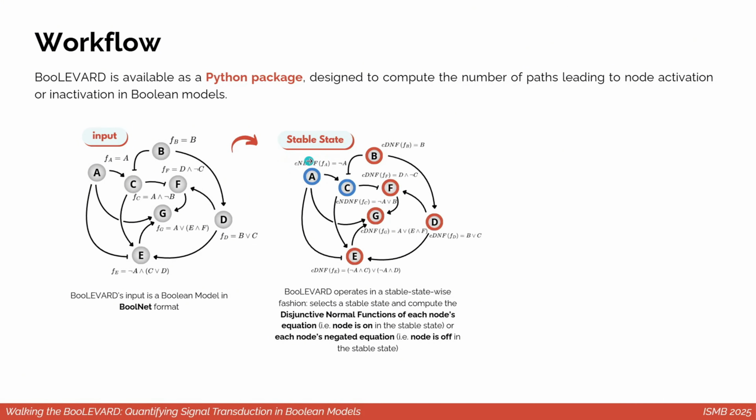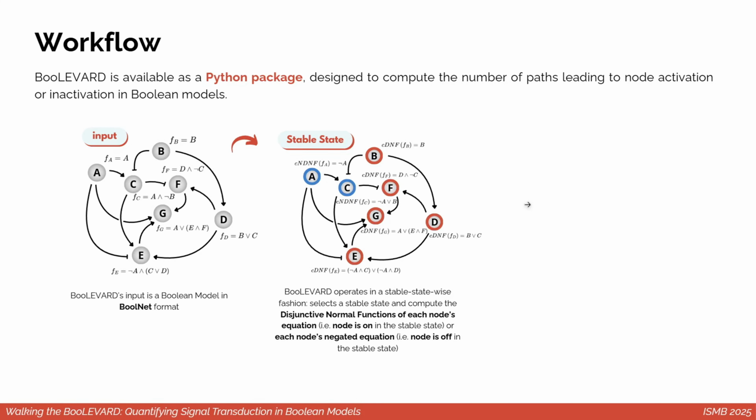A DNF is a Boolean equation expressed as disjunctions of conjunctions. If we take a look at this example, we can see that the Boolean equation of E is not A and either C or D, and its respective CDNF is either not A and C or not A and D. Therefore, DNFs help us to see independent ways a given node has to get active or inactive.